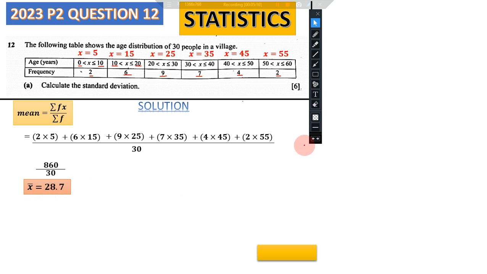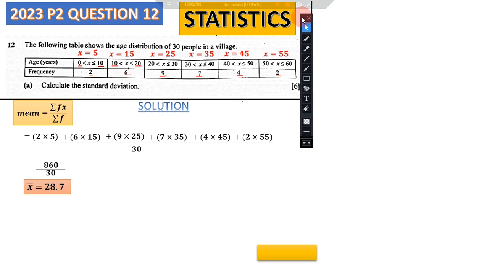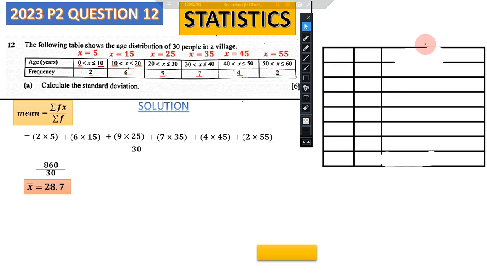When we are done calculating the mean, the next step in my method is to draw this table that you're going to see on the right hand side. This table will help you now to calculate the standard deviation. This table will have 2 columns. The first column here will contain the values for frequency.